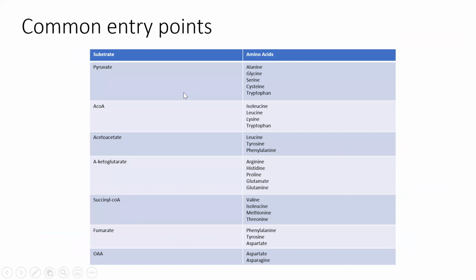Now, here are some common entry points for amino acids along the different metabolic pathways. It might be a good idea to be able to match these.